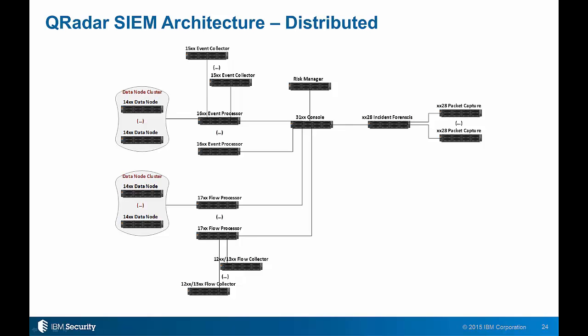To the bottom of the screen, there are several flow processors and flow collectors. If you notice, the flow collectors are associated only with the flow processors. Data nodes are appliances used to add storage capacity to a deployment. They must be associated with a processor or a processor-like appliance. All these systems, with the exception of the console, are considered managed hosts, since they are managed and controlled by the console.